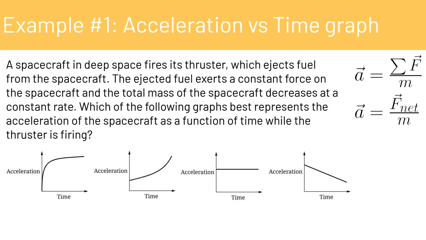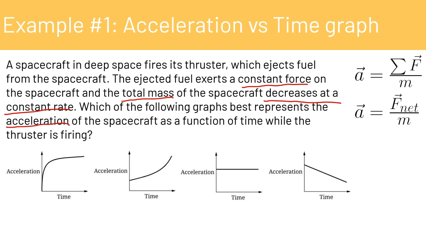Okay, let's look at some examples of using Newton's second law to solve problems. This is example 1, acceleration versus time graph. A spacecraft in deep space fires its thruster, which ejects fuel from the spacecraft. The ejected fuel exerts a constant force on the spacecraft, and the total mass of the spacecraft decreases at a constant rate. Which of the following graphs best represent the acceleration of the spacecraft as a function of time while the thruster is firing? Okay, so we're looking for an acceleration versus time graph that matches this situation.